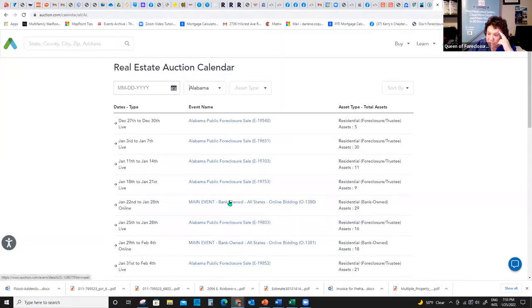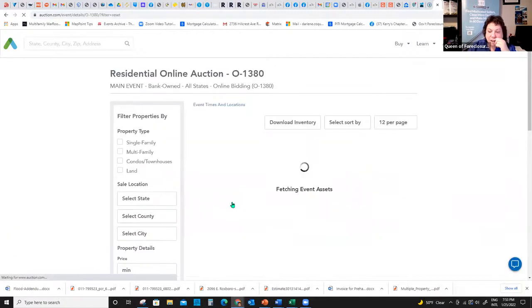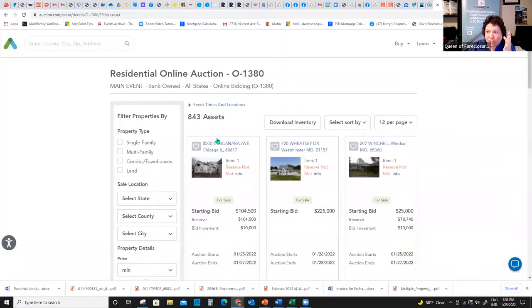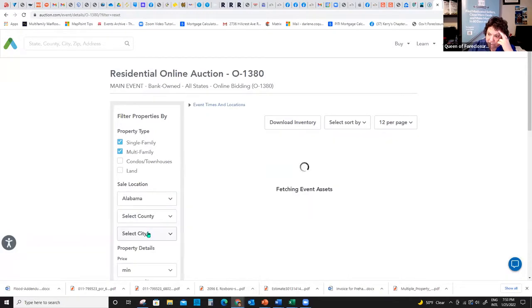Those are the ones that in most cases you have to show up with cash in hand. What I want to see is this online bidding. You see the main event, they got 29 assets. So in this particular case, this one's going on right now. It's from January 22nd to January 29th. So these are the properties that are being bid. Now, even though I said Alabama, 843 assets are across the country. I just want to see single family, I want to see multifamily, and I want to choose Alabama again.